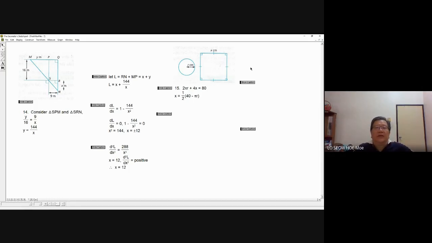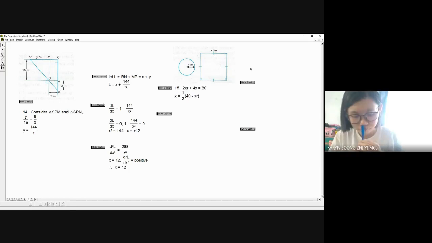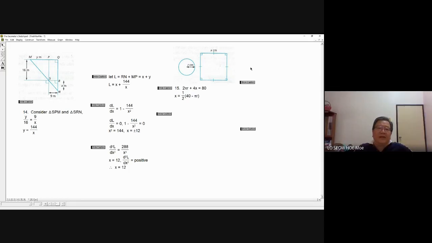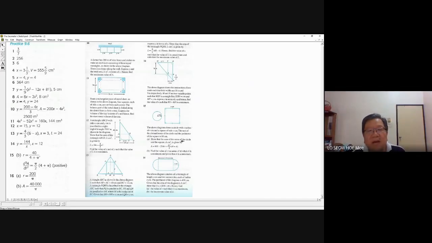Since there are two variables, you have to either make x in terms of r or r in terms of x so that you can eliminate one variable. Then you can differentiate. The aim of giving you this equation is for you to eliminate either x or r so that only one variable is left and you can differentiate. We look at the question one more time.